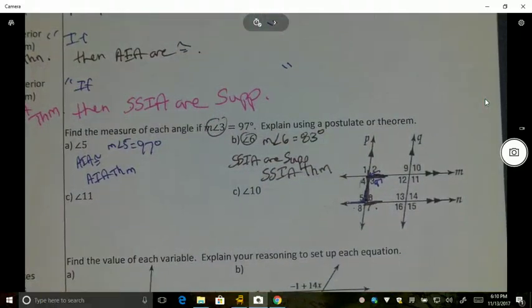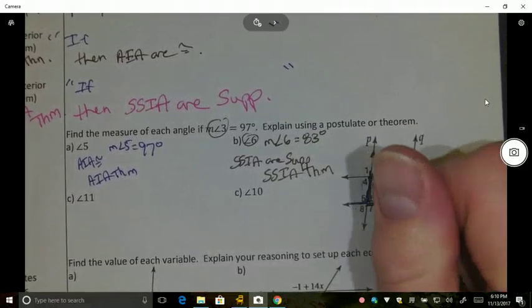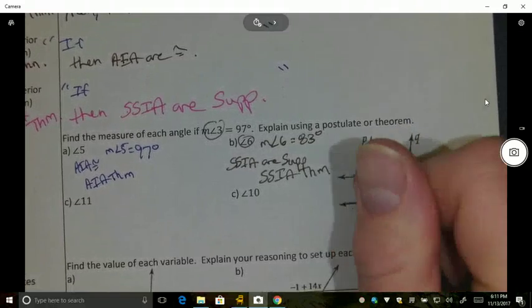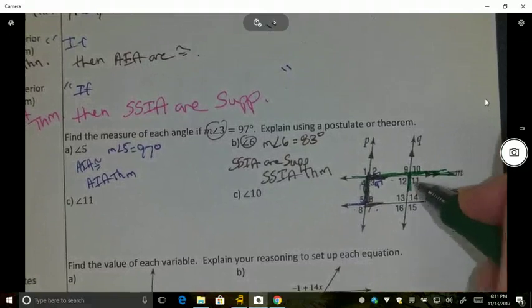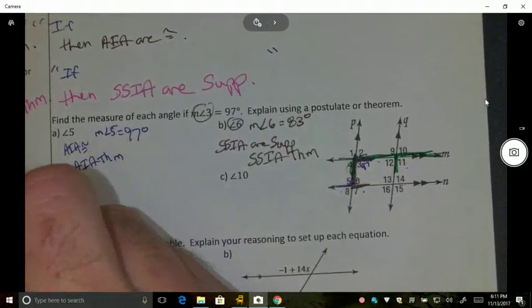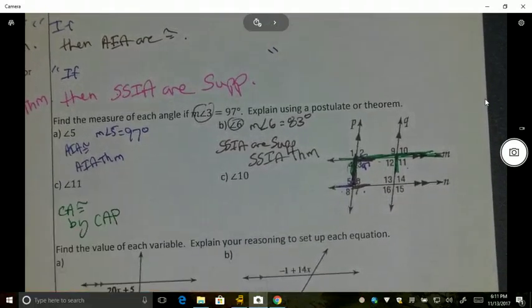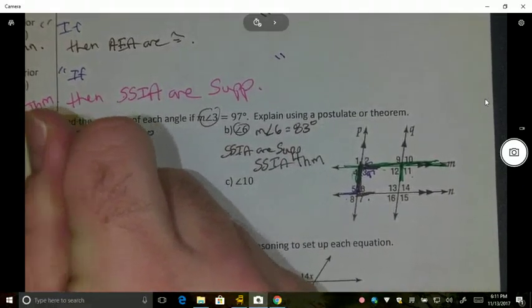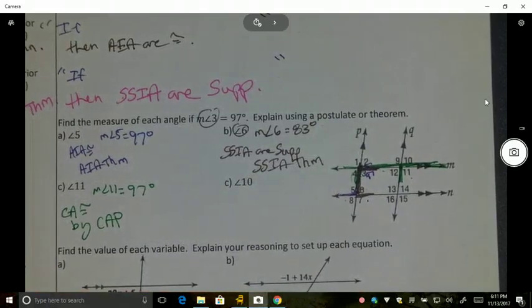Angle 11. With angle 3, it has a relationship, but we also know 5 and 6 now, so we could have used those relationships also. With angle 3, angle 11 is on the outside. They're both on transversal M. Angle 11 is on the outside, angle 3 is on the inside. They actually make the letter F, so 3 and 11 are corresponding, and corresponding angles are congruent by the corresponding angles postulate. So since 3 is 97, angle 11 will also be 97.